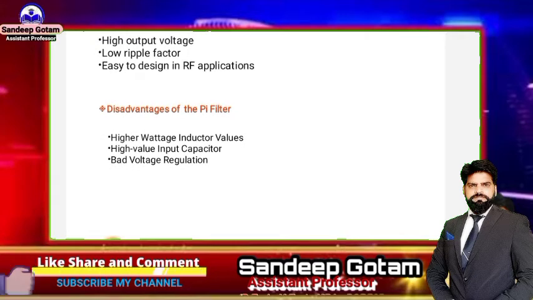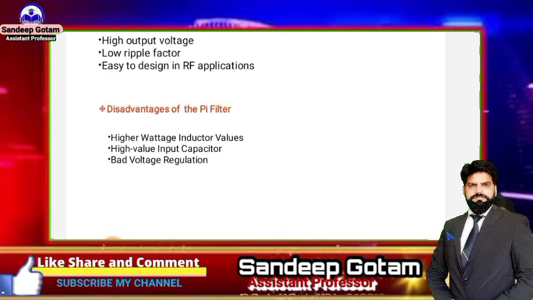Okay, this can be a disadvantage. Second, we have the high input capacitor. So another major problem of the PI filter is the large input capacitance value. The PI filter requires high capacitance across the input, which becomes a challenge in space constrained applications. Also, a high value capacitor increases the cost of the design, which is not feasible.